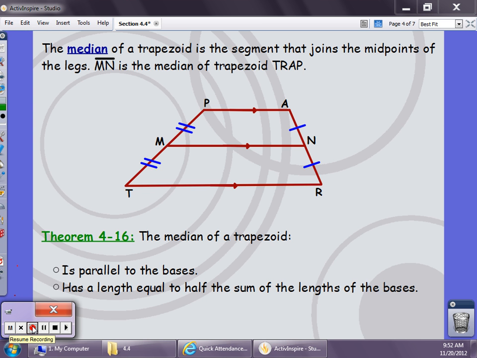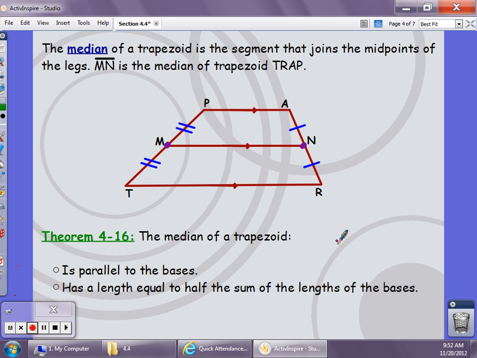The median of a trapezoid is the segment that joins the midpoints of the legs. In this diagram, if we look at MN, segment MN is the median of trapezoid TRAP. So what this means is that M is the midpoint of TP and that N is the midpoint of AR.